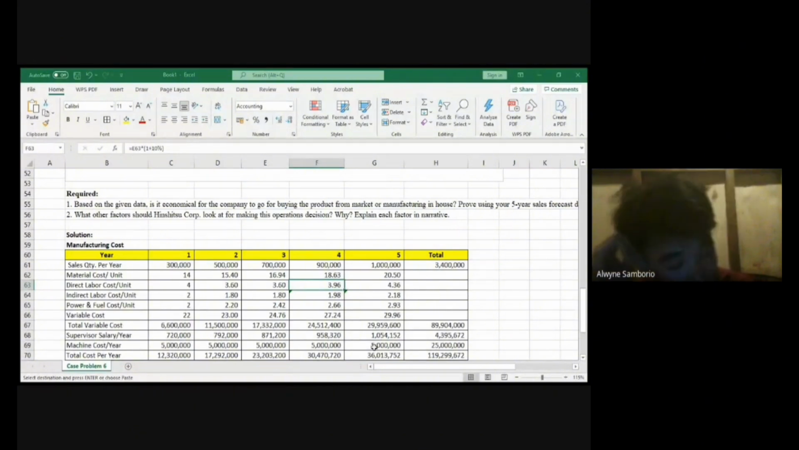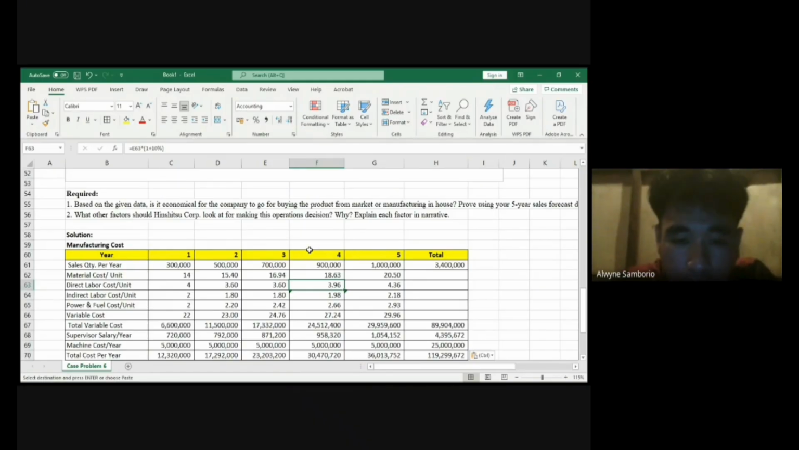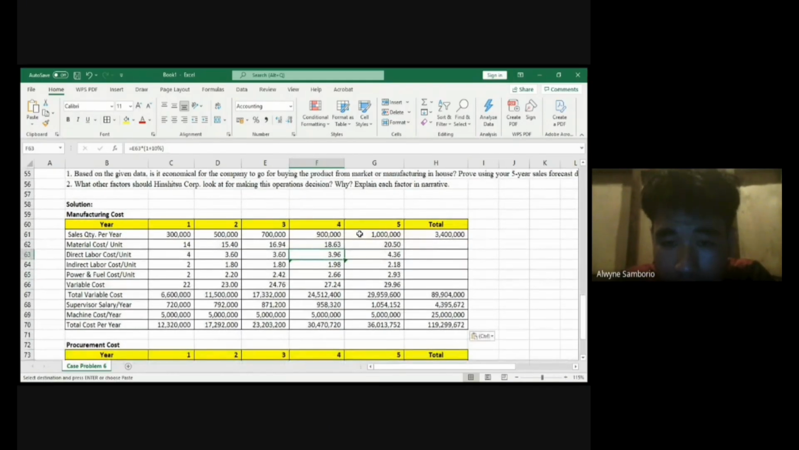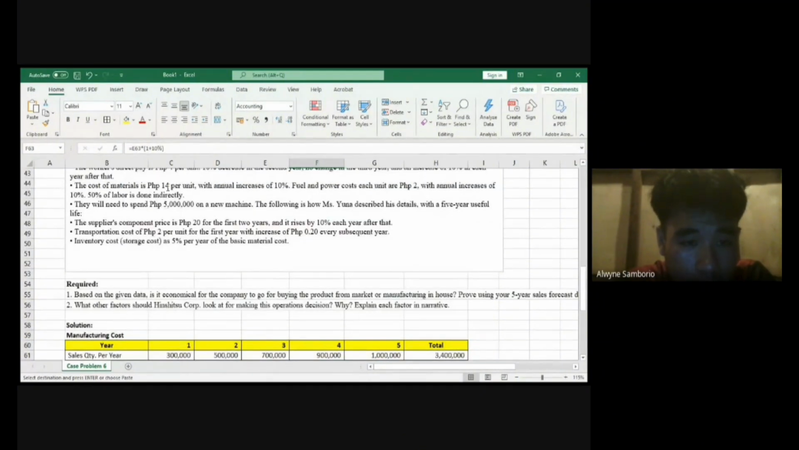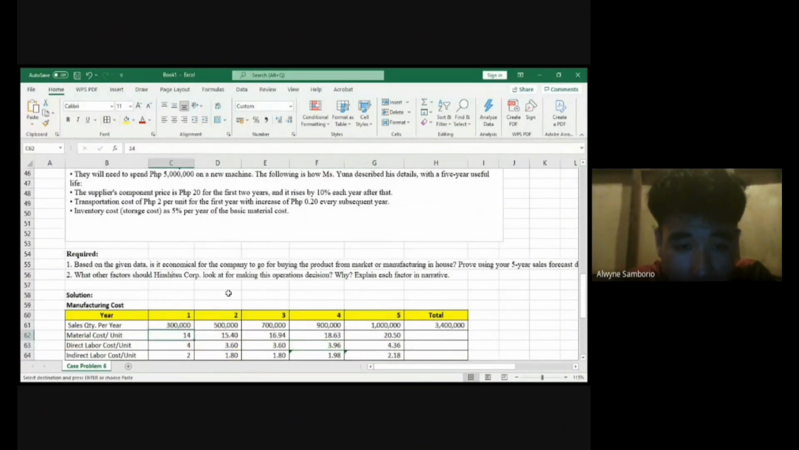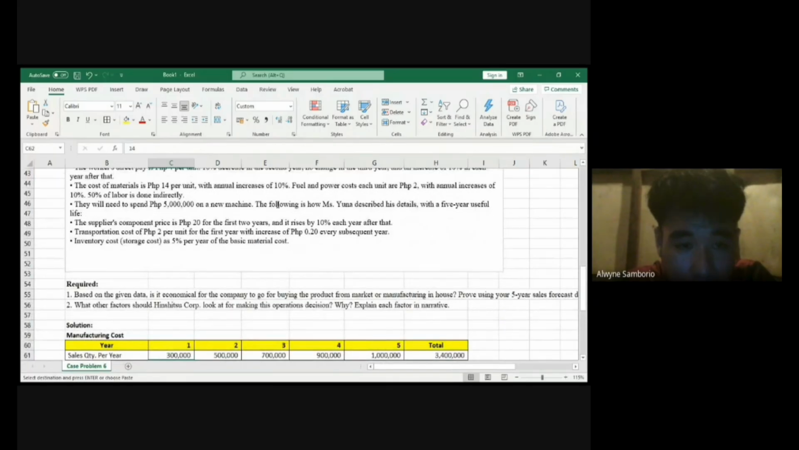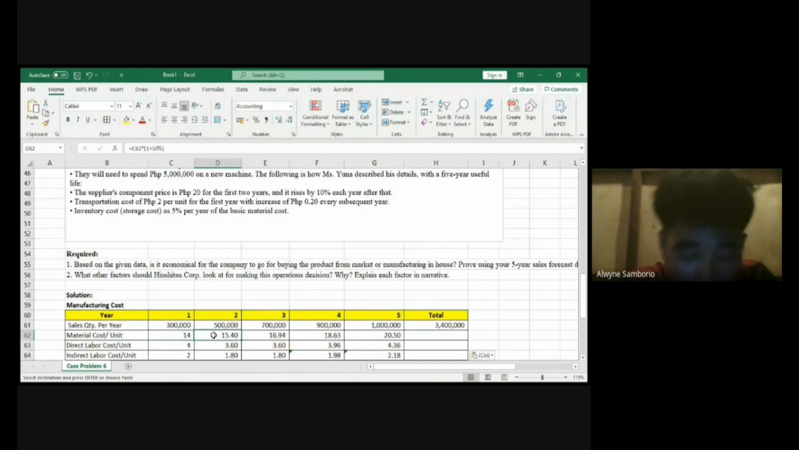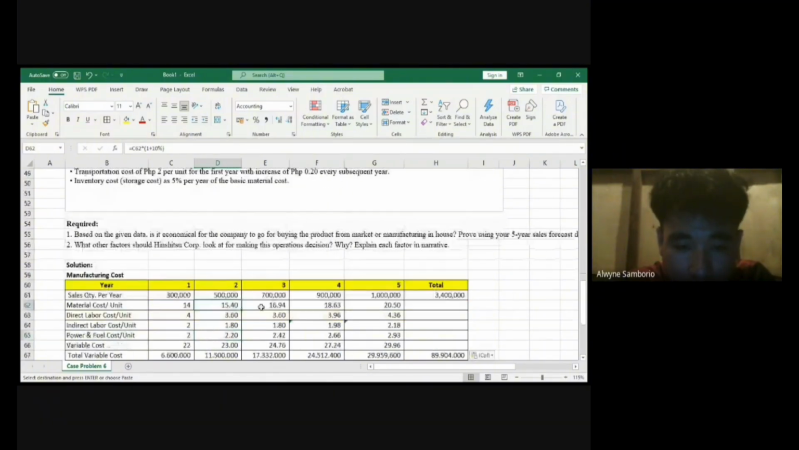So for the solution, manufacturing cost: the sales quantity per year is already given in the 5-year forecast, which is year 1, 300,000; year 2, 500,000; year 3, 700,000; year 4, 900,000; year 5, 1 million. For the material cost, it is stated that it is 14 pesos per unit with an annual increase of 10%. So 14 times 1 plus 10% equals 15.40.